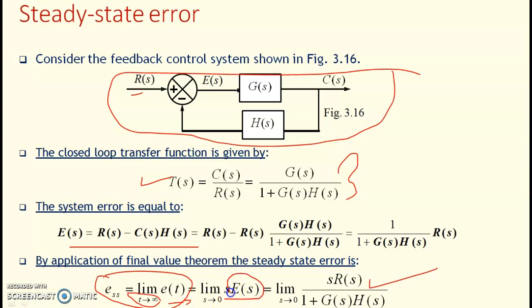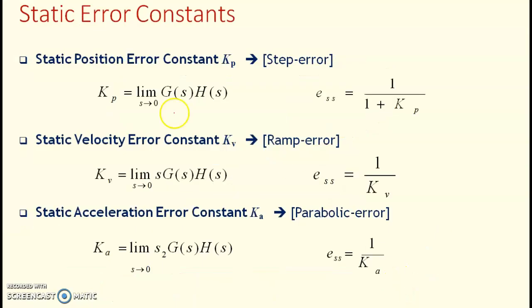s into E of s. E of t is the error signal. If you apply the Laplace, it becomes s into E of s. So we know that E of s, from the transfer function, is R of s divided by 1 plus G of s into H of s.